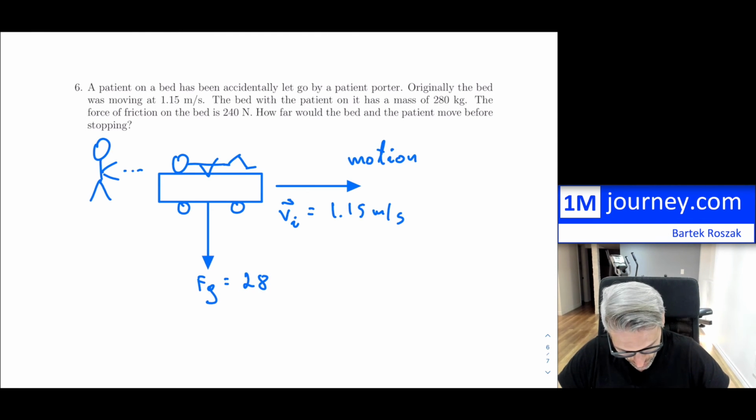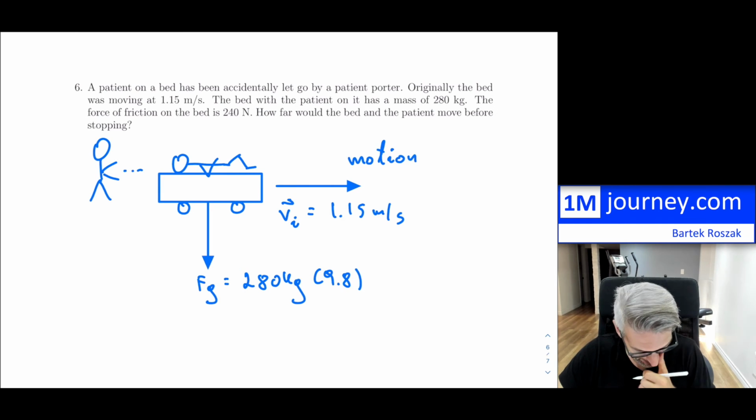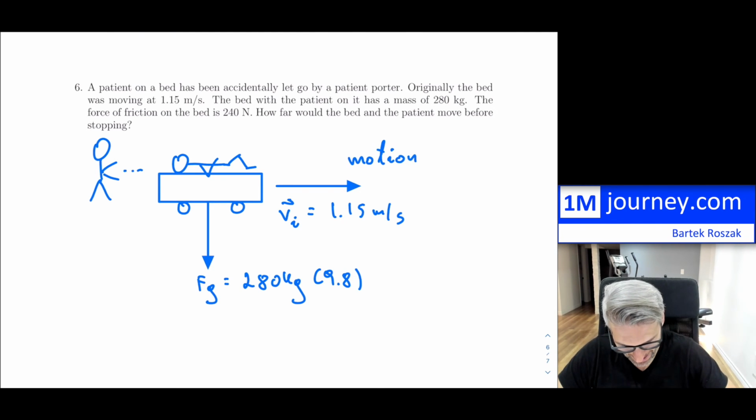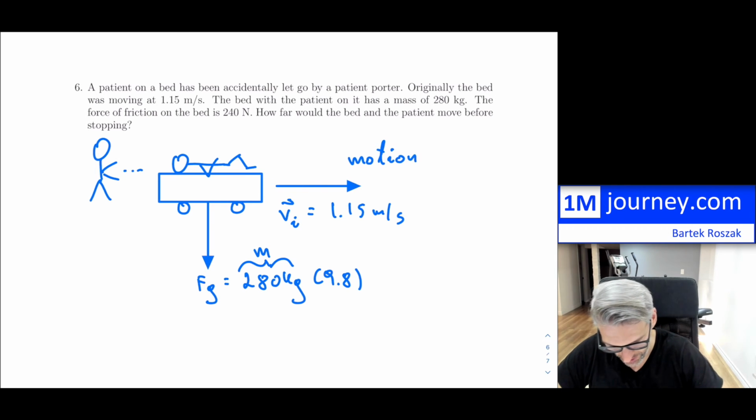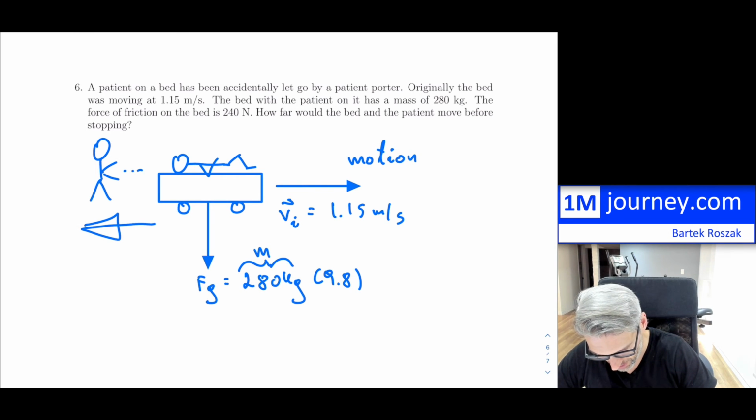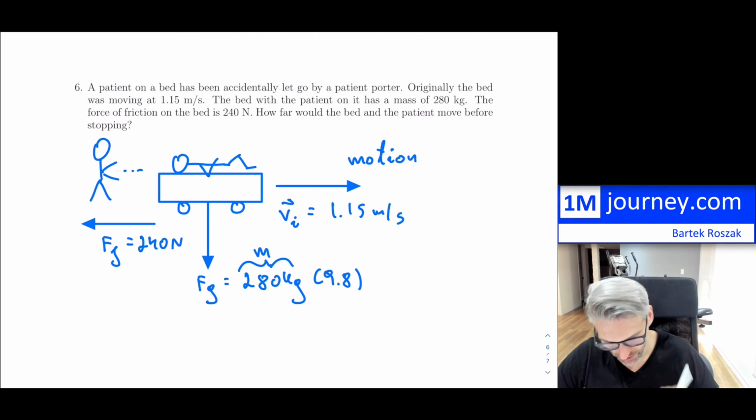Okay, so this is going to be 280 kilograms times 9.8. Not that we need it, or we may need it, I'm not sure, but that's my mass. The force of friction, okay, so there is a force of friction, so that's going to be in this direction. So force of friction is 240 newtons.